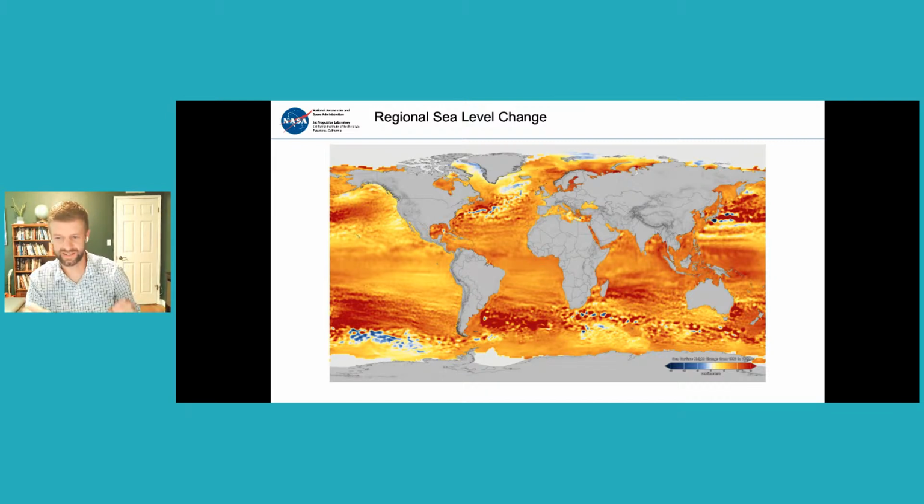So you can see that a single global metric is not really that useful here, right? So that 3 millimeters per year is not expressed evenly across the globe. Again, I mentioned the Earth is not a bathtub, it varies, things change. So we have this regional variability in sea level rise that really matters.